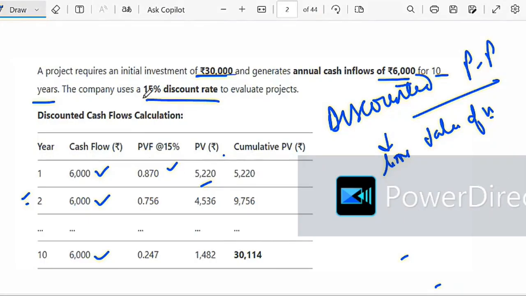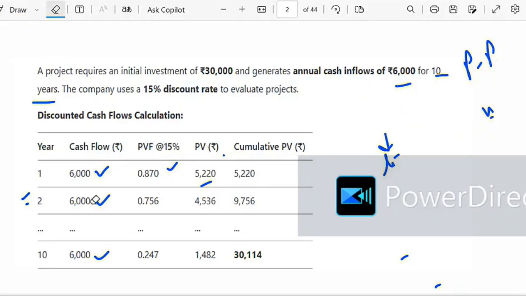See, what is happening in this case is that a project requires an initial investment of rupees 30,000. It generates an annual cash inflow of 6,000 for 10 years, right? And the company uses a 15% discount rate, right? And this table has been given for your convenience. In this table, you can see there are 10 years, 1, 2, 3, 4, 5, 6, 7, 8, 9, 10.